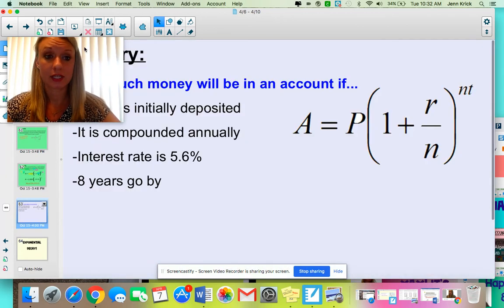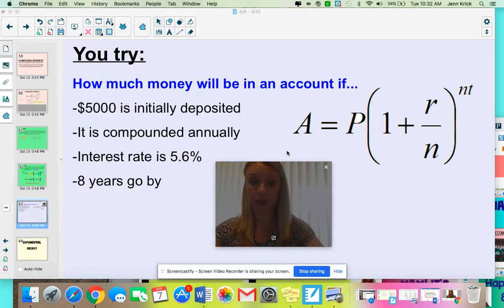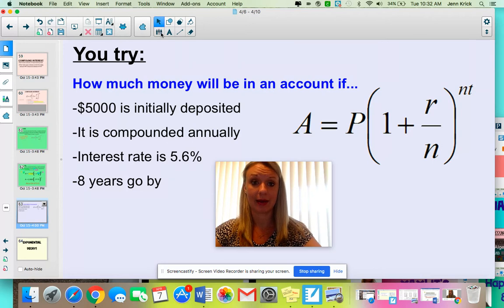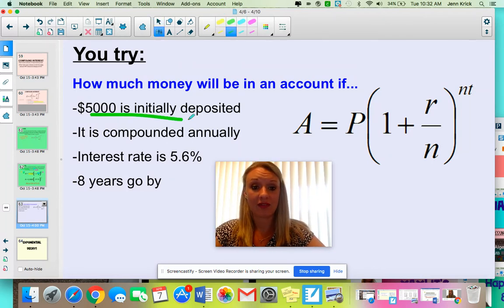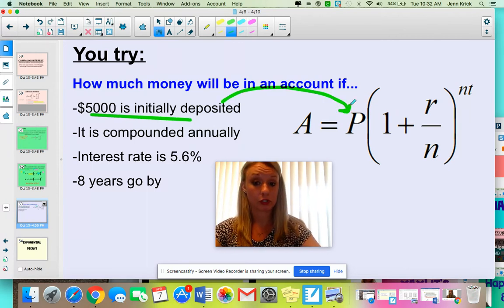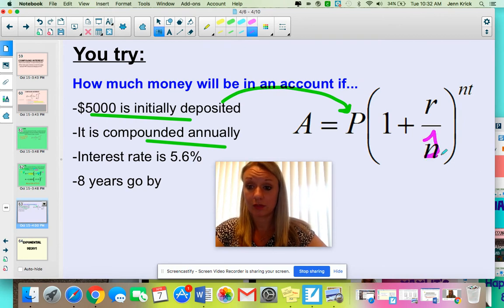Okay, let's just take a look at one more quick example. We're not going to go through it. I'm just going to show you how to quickly plug in your variables, and then you can solve on your own. So it says $5,000 was initially deposited. That is going to be my P value. That's your principal amount. If it's compounded annually, annually means one time per year. So number of times, it's going to be 1, and it's going to be a 1 here.